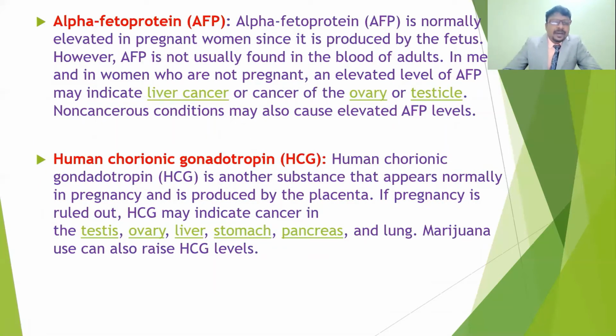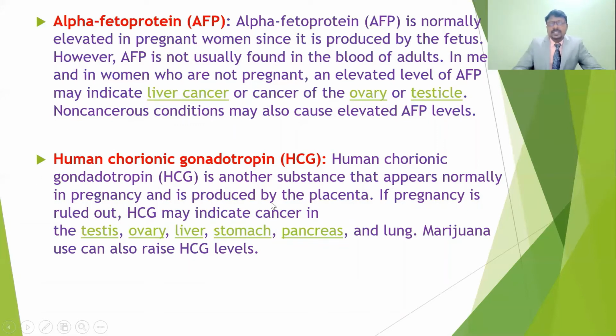And alpha fetoprotein is normally present in the fetus during pregnancy, but it is increased in case of liver cancer, ovarian cancer, and testicular cancers. The next one is human chorionic gonadotropin, the HCG hormone. This also normally appears in pregnancy and is produced by the placenta. Because of this, we identify whether pregnancy is positive or negative through this test. But in cases other than pregnancy, if this marker is increased, it can indicate cancer.